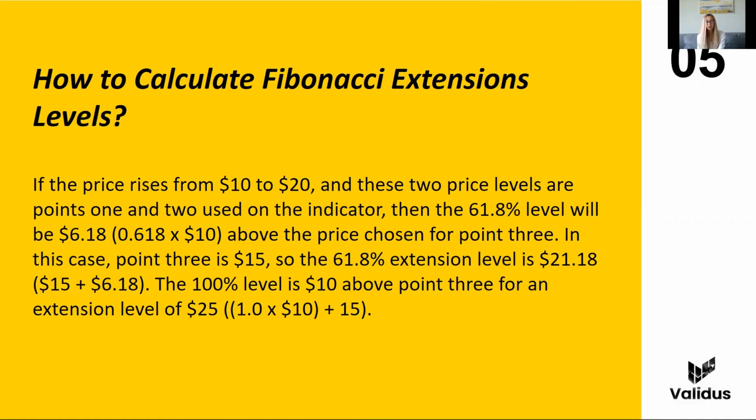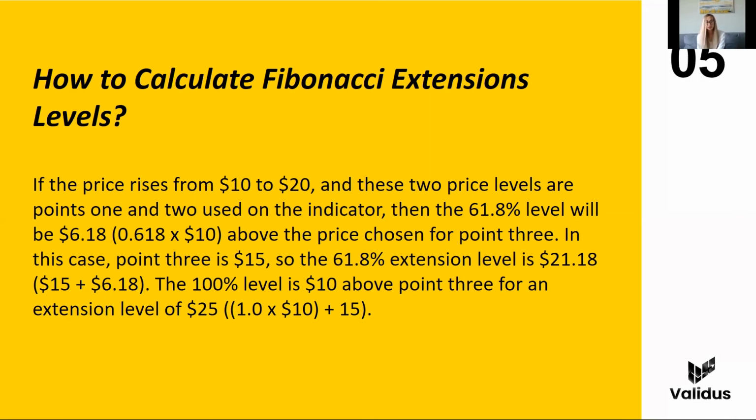You add $15 to 6.18, or the reverse. You add 6.18 to $15, which is point 3. So the 100% level is $10 above point 3, for an extension level of $25. It will be 1 because it's 100%. So you take 1 multiplied by the difference of $10, plus $15, and this will be the 100% level.